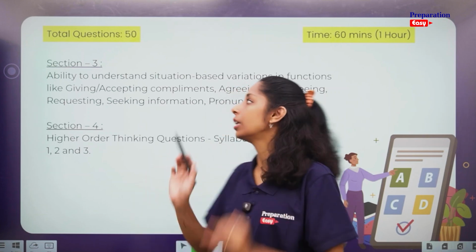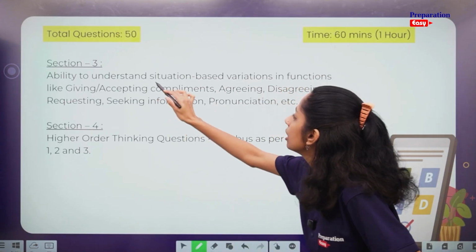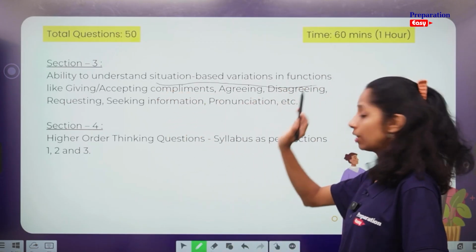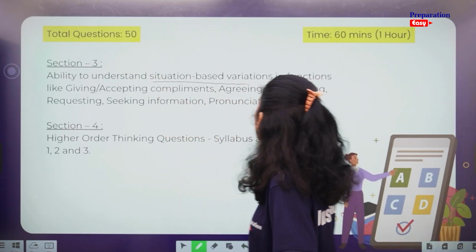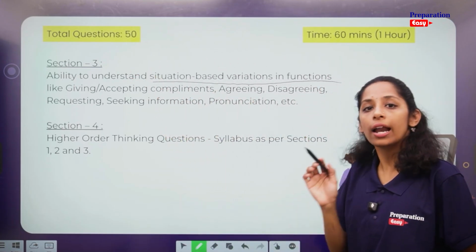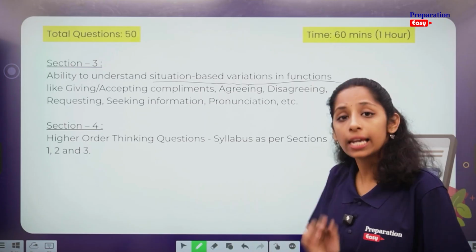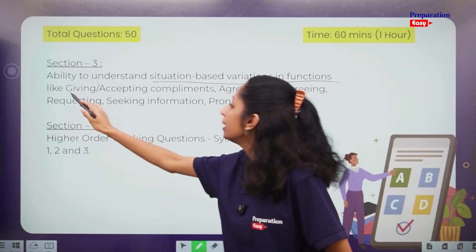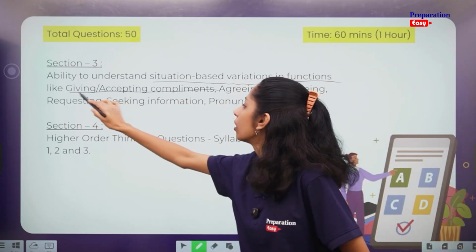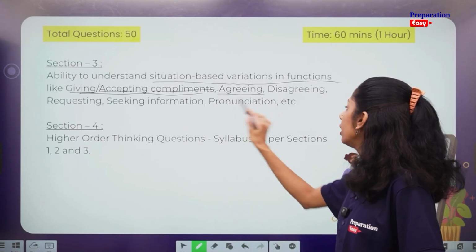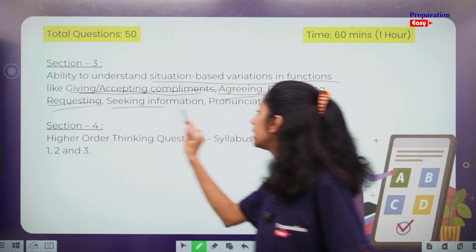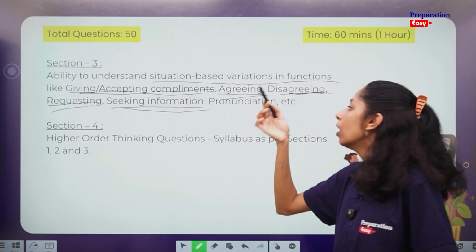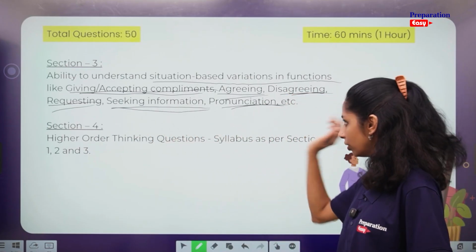But in section 3 what we are going to understand is situation based variations in functions. What is it? Situation based variation in functions. The situations will be given and the question is expecting, is the student able to understand the complements or agreement or disagreement, or is it requesting or seeking for any information, and of course the pronunciation.